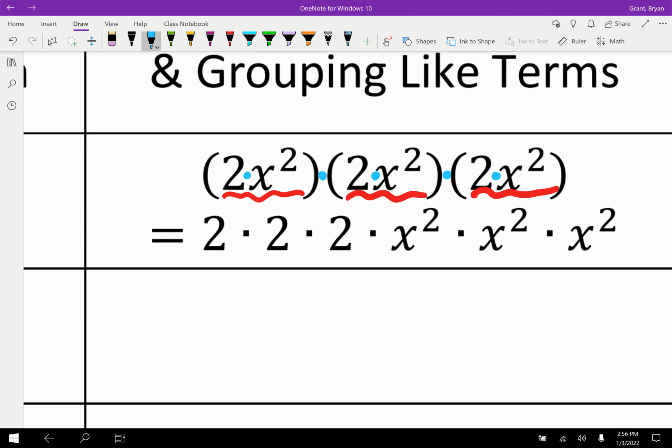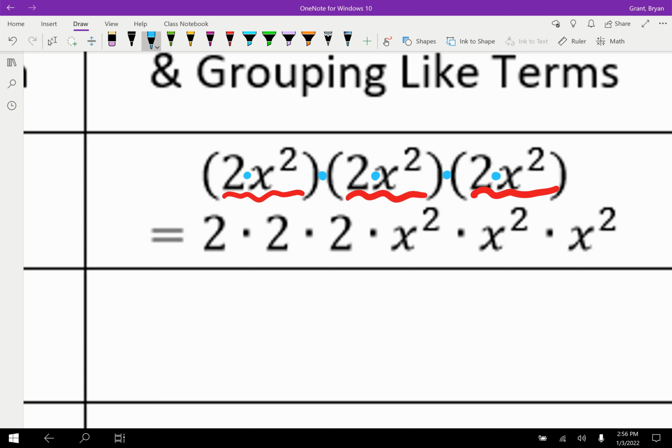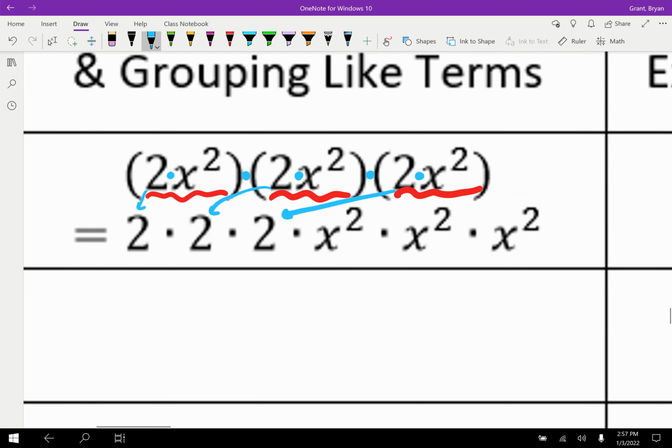And so what I did is I went through and grouped each of the 2's, because they're like terms, right next to each other. One of our fundamental properties of math tells us that we are allowed to rearrange multiplication in any order we would like. Right? Instead of doing 4 times 3, you could do 3 times 4. So instead of doing 2 times x squared times 2 times x squared and so on and so forth, I took the 2 and the 2 and the 2 and wrote them all first. Then I took the x squared, the x squared, and the x squareds and put them at the end.